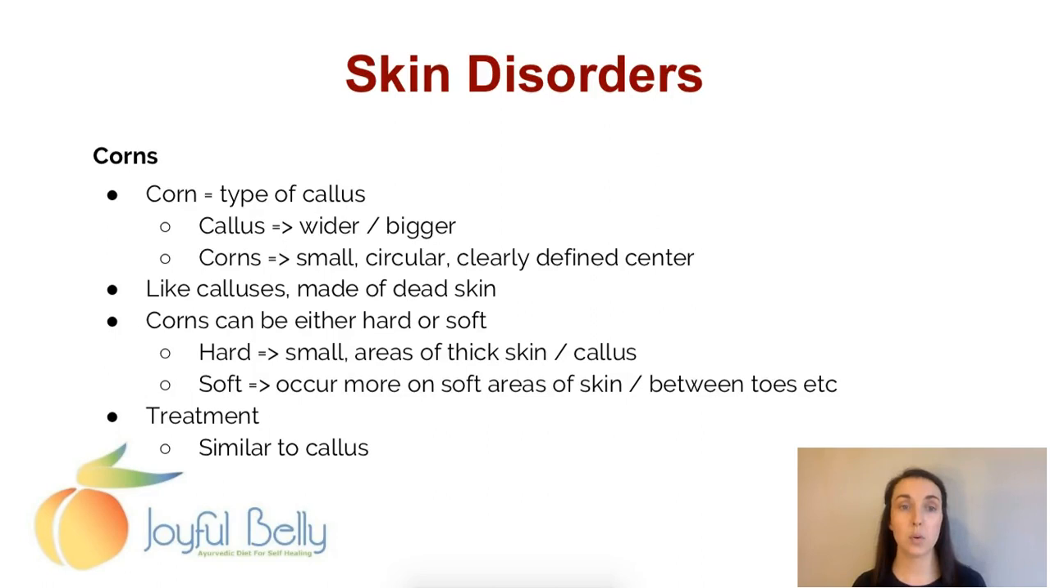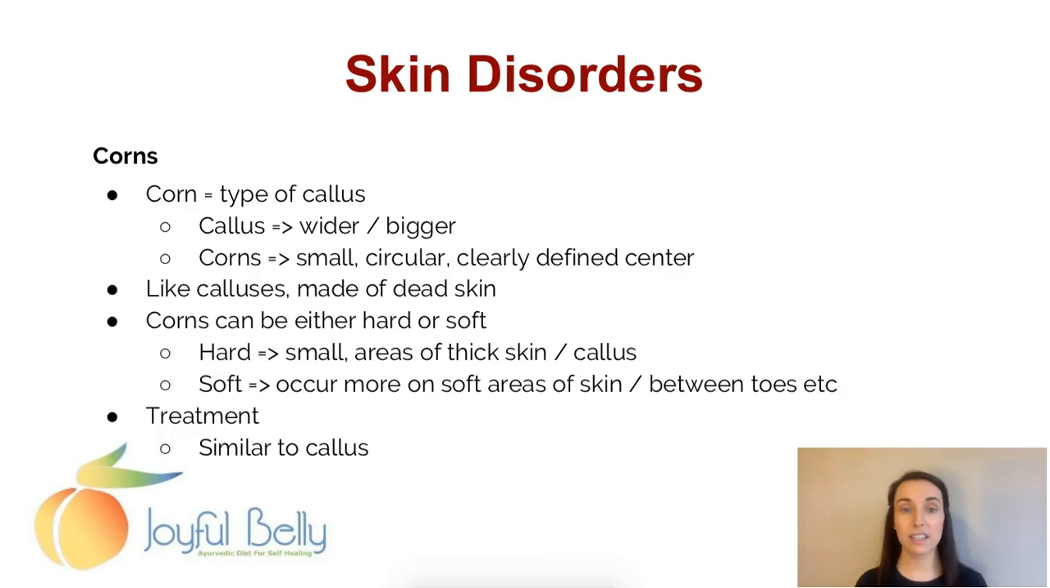Moving on to corns. So corns are a type of callus. Whereas a callus covers a wider and bigger section of skin, corns are usually small, circular, and have a clearly defined center. Similar to a callus, they are also made of dead skin. Corns tend to be divided into two categories. They can be either hard or soft corns.